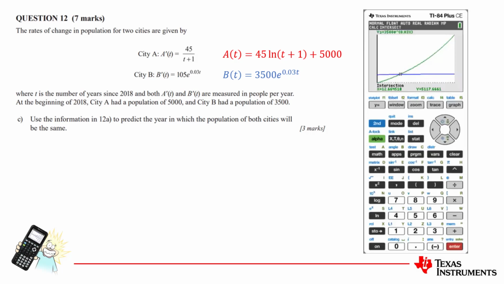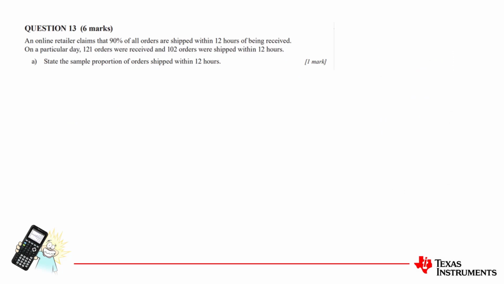All right, moving on to the third question, question 13. An online retailer claims that 90% of all orders are shipped within 12 hours of being received. On any particular day, we've got 121 orders altogether, and 102 orders were shipped within 12 hours. Our sample proportion is just the number of things we're interested in divided by the total number of things altogether. So in this case, the sample proportion 102 over 121 is 0.84.